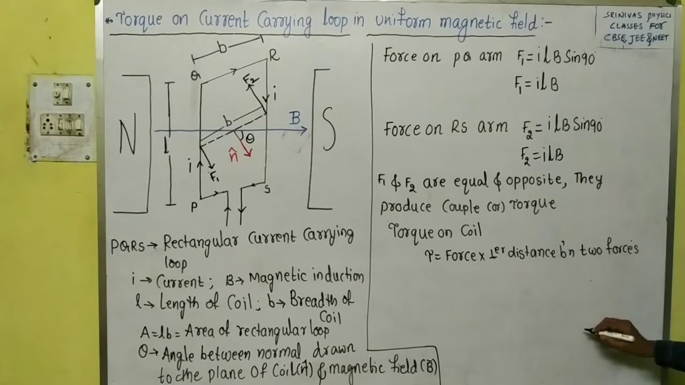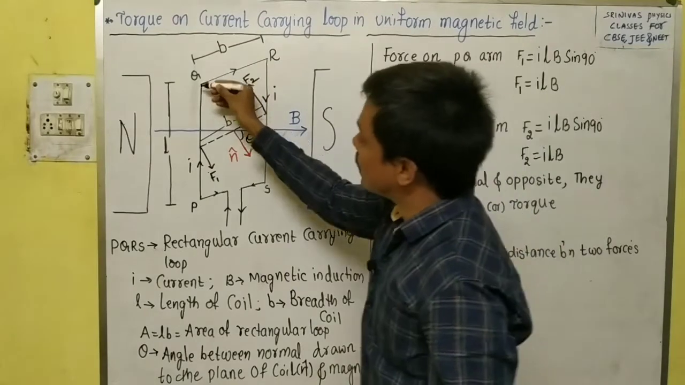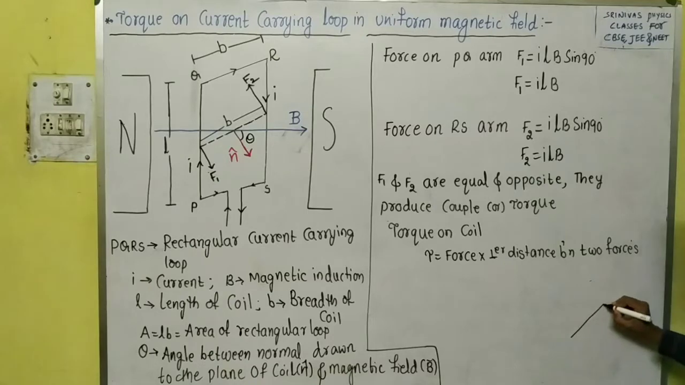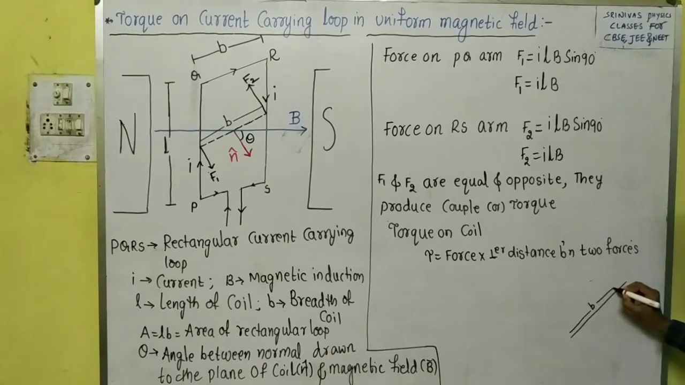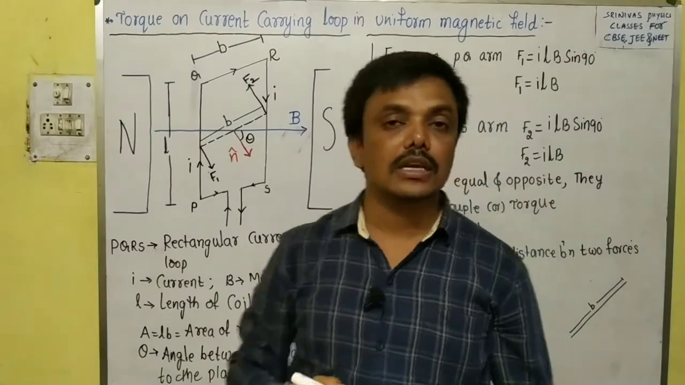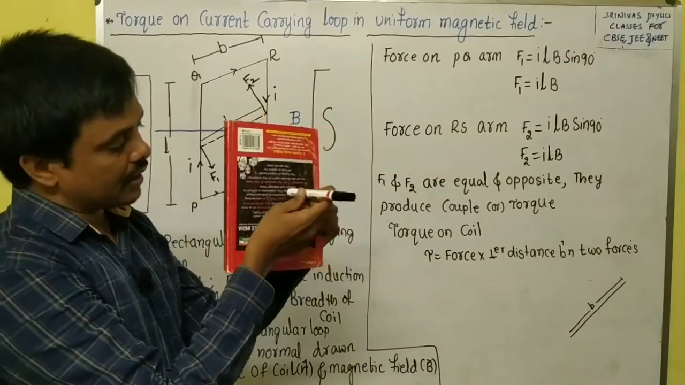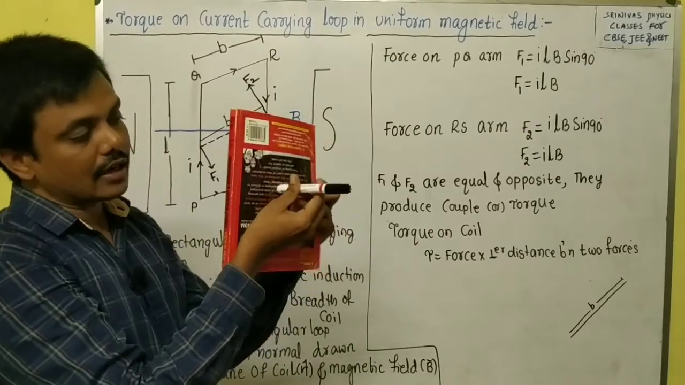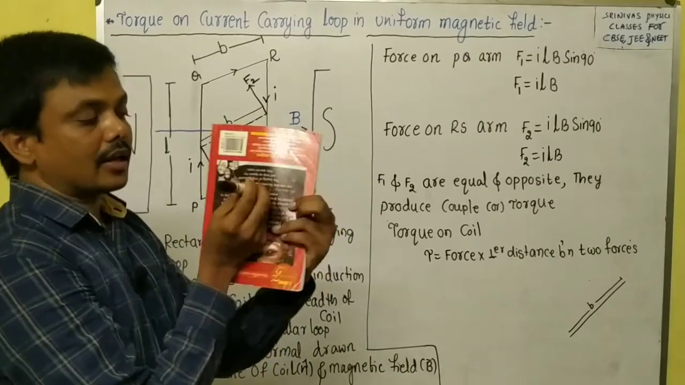Then I will draw this diagram individually. Look here, this is breadth, this is length. Here n cap means normal to the plane of the coil. And n cap is a unit vector normal to the plane of the coil, like this. If the coil is like this, like a book, then the n cap will be like this. When the coil rotates, n cap also rotates. N cap is always perpendicular to the plane.